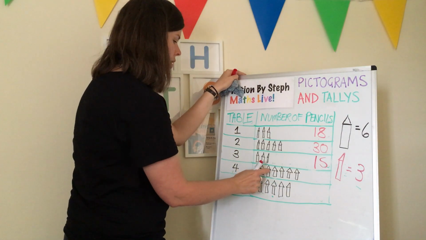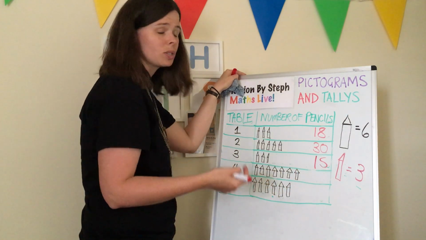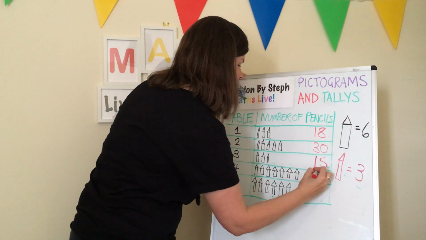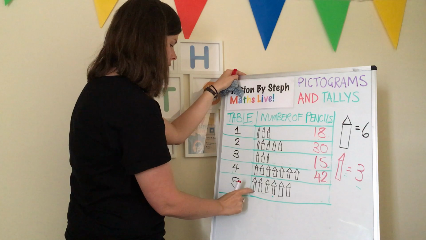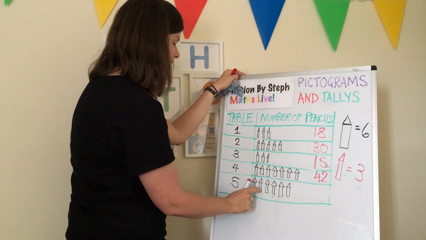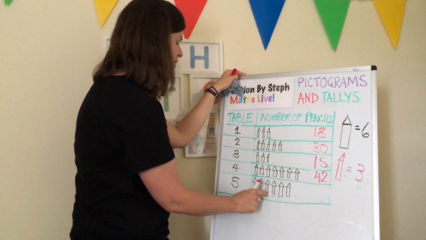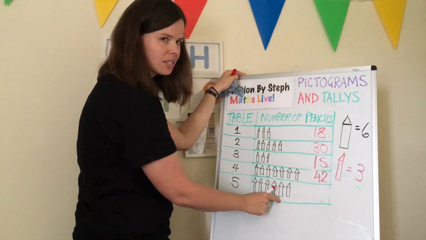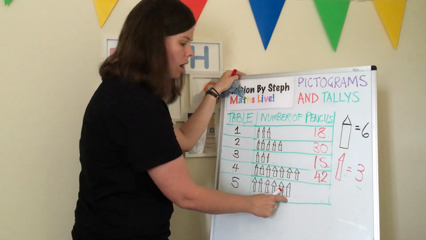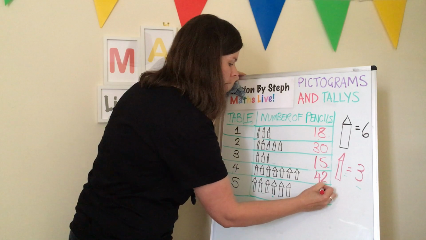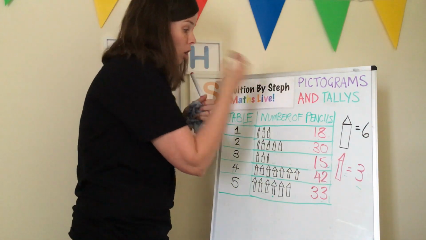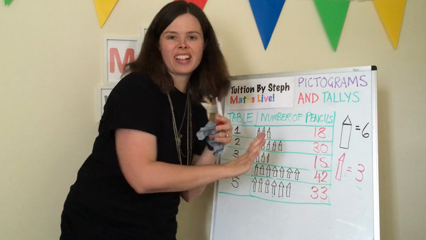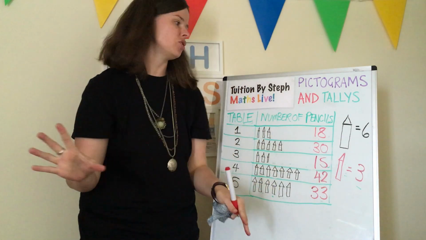So 1, 2, 3, 4, 5, 6, 7. Well, 6 sevens are 42. And then 1, 2, 3, 4, 5. Now 5 sixes are 30, but there's another half of a pencil. So that's 33. Now, because I've done this bit, I'm ready for whatever question is thrown at me.